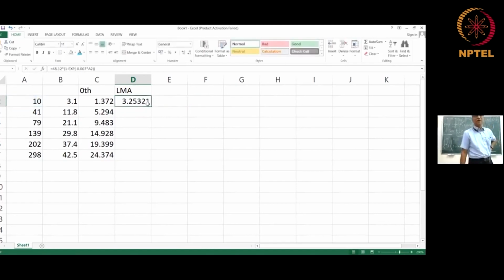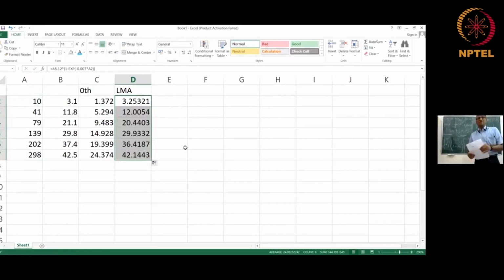Copy it, pull it down. Now demonstrate in the class whether you have improved. It's all yours, Suraj. Just prove to them that LMA is working. What I will do, you tell me what we have to do. There are many things we can do.